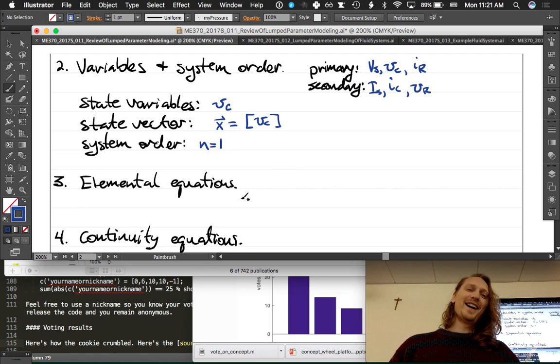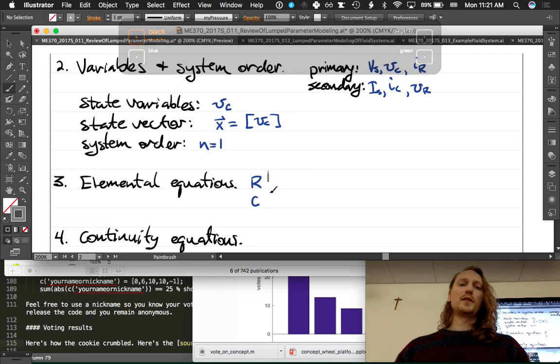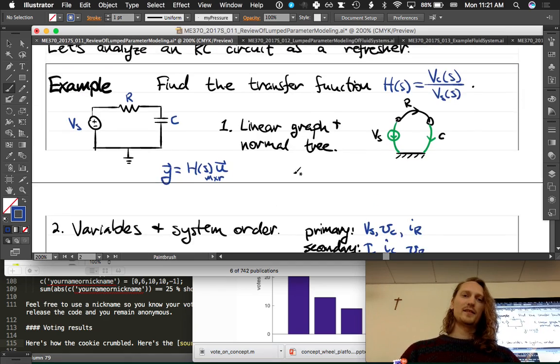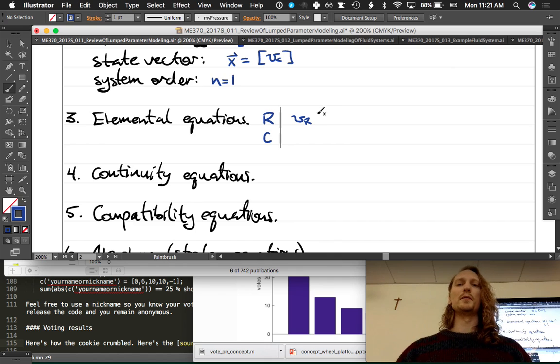So, elemental equations, we like to write this column of all the elements, right? All of the passive elements, the non-source elements. So the resistor and the capacitor are the only two. So what is the elemental equation for the resistor? Wait, I already did that. Yeah, it's in the other page. You wrote it up. This wasn't part of the problem. So, okay, we just need to rewrite it here.